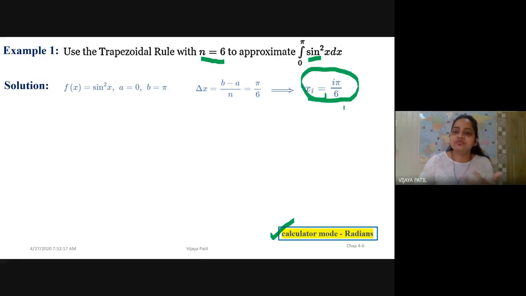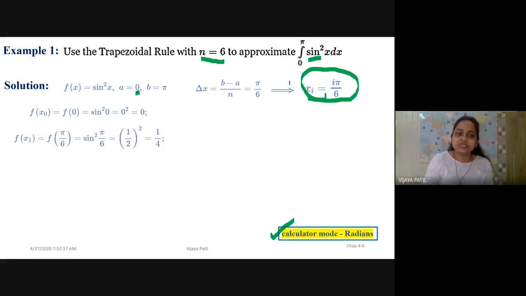So I will move from 0, because my lower point is 0. It will move from 0 to 6. And the first point, f of x0, that is f of 0, that is sine square 0, is equal to 0. So this is my function, and I'm trying to find the value of that function at each and every point.